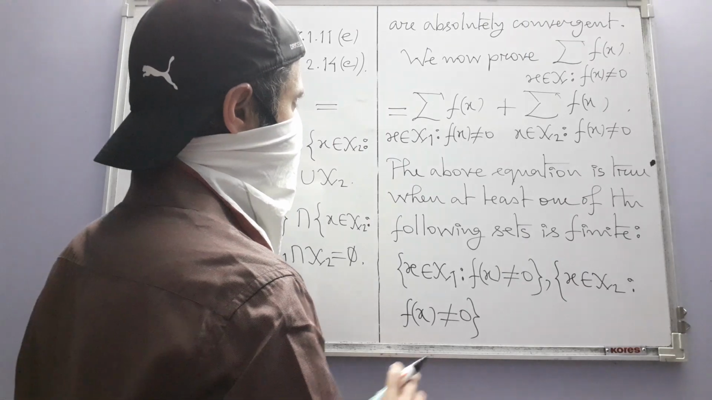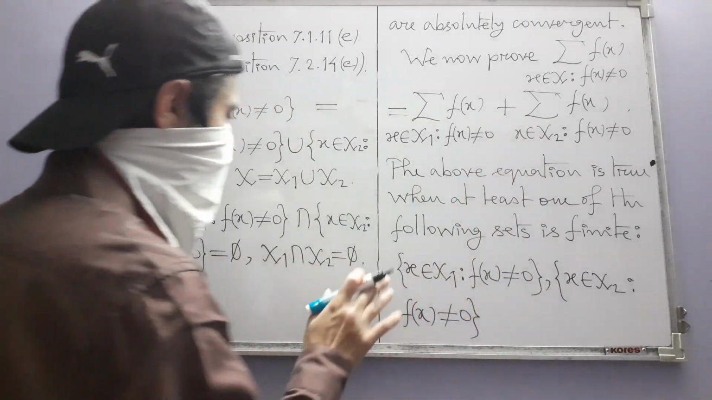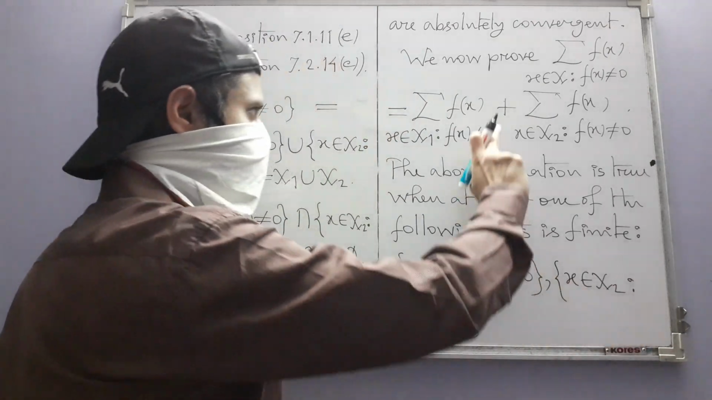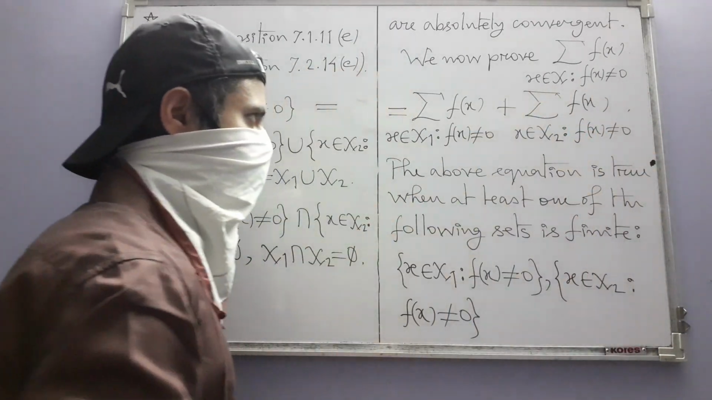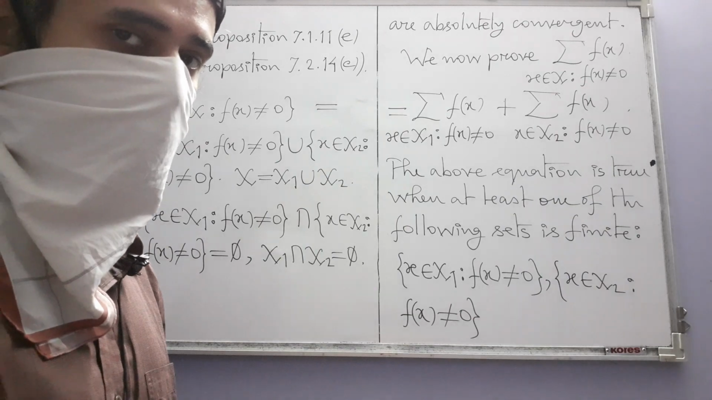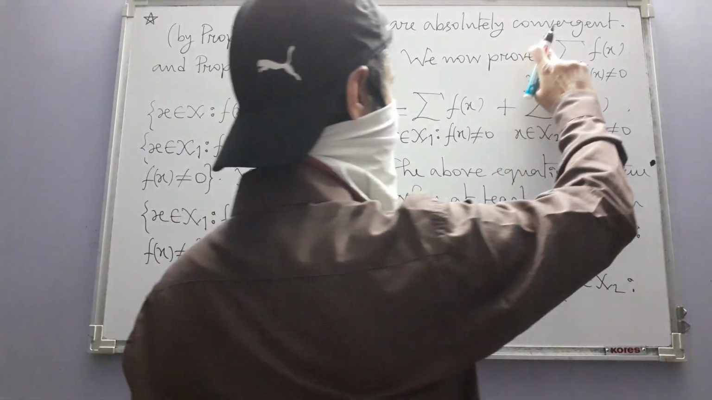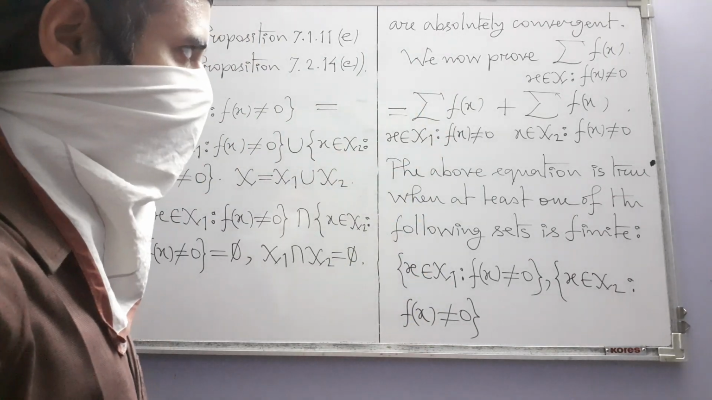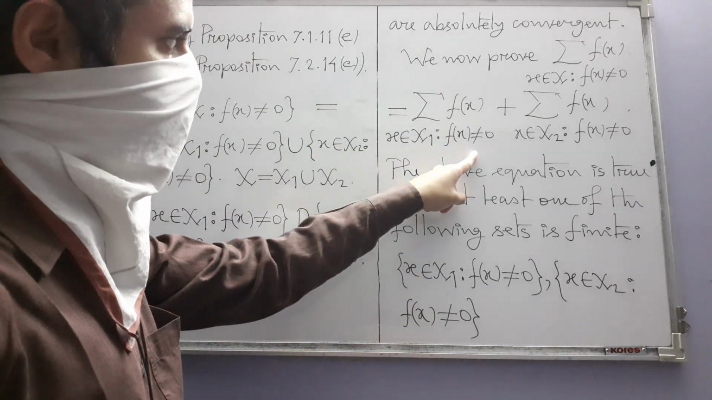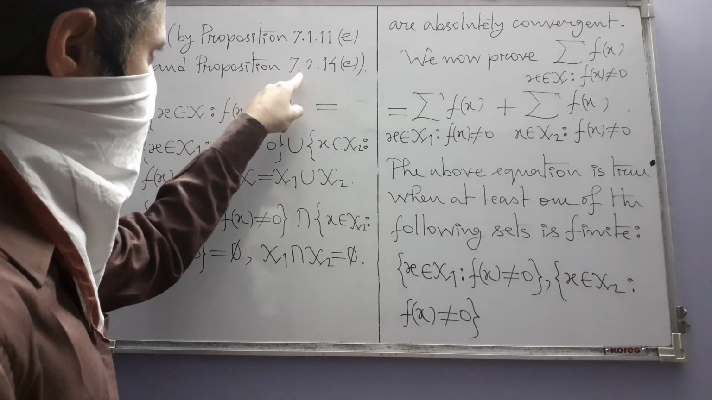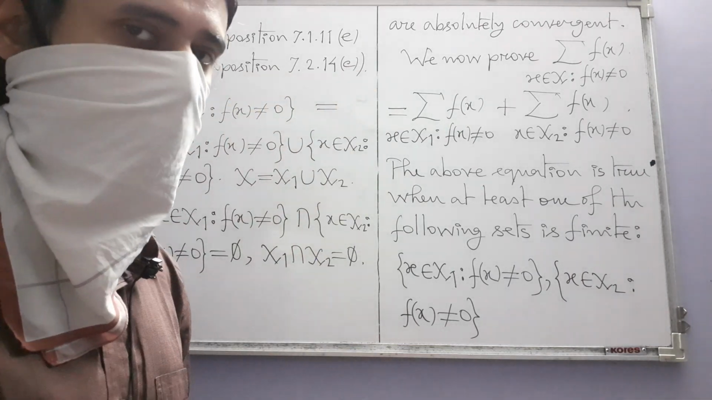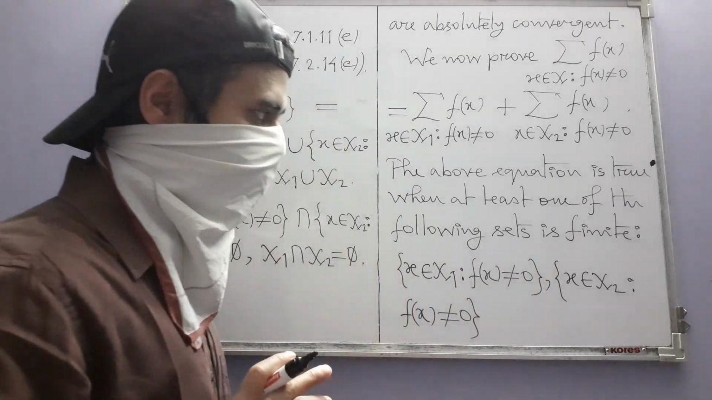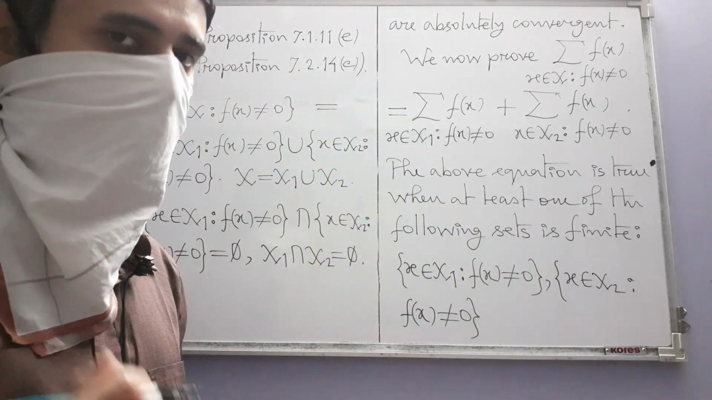So in that case, since this is countable, this sum turns into an ordinary infinite series. This sum also turns into an ordinary infinite series, and this is the finite sum. And such an identity we have already proved in propositions 7 to 14c. So that's how, if at least one of these two sets is finite, then we already have our identity.